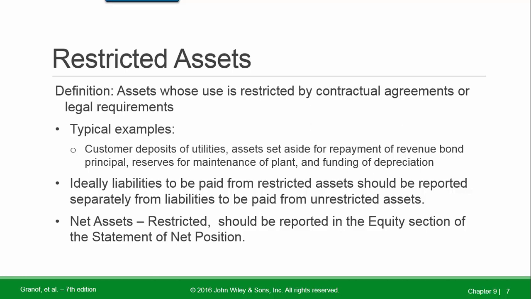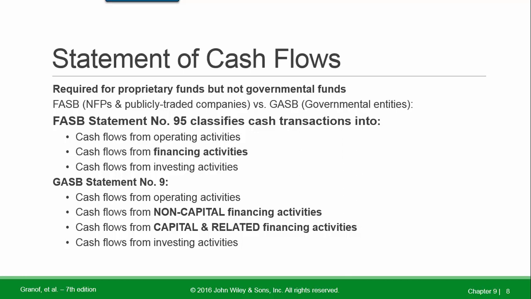Net assets restricted should be reported in the equity section of the statement of net position. And here's some information on the statement of cash flows. I'll let you read through this slide.